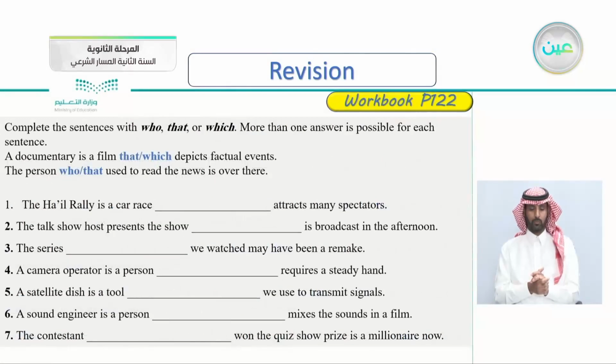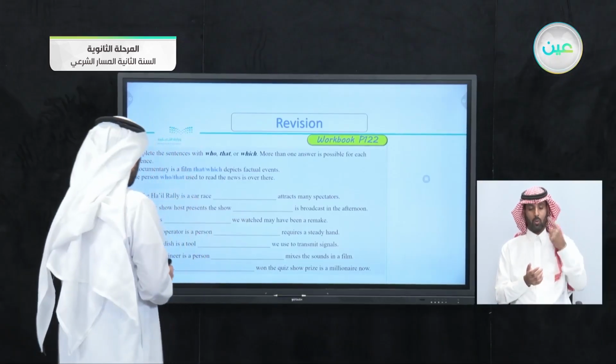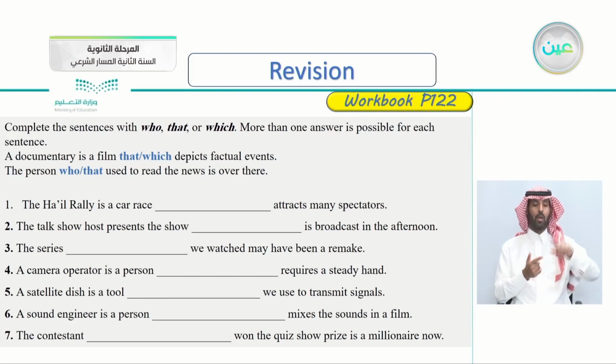Excellent. Moving on to the next exercise here. Complete the sentences with who, that, or which. And remember, more than one answer is possible. This is the first example here. The first one is already done as an example. A documentary is a film that or which depicts factual events. The person who or that used to read the news is over there. So you can see that comes with either a person or an object.